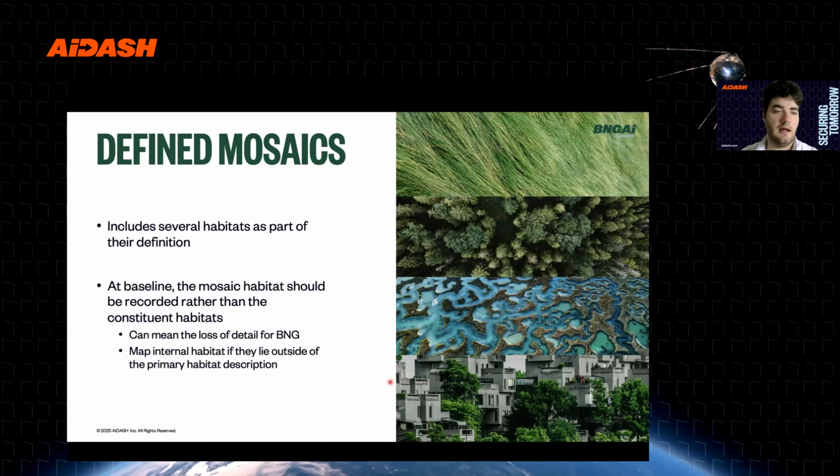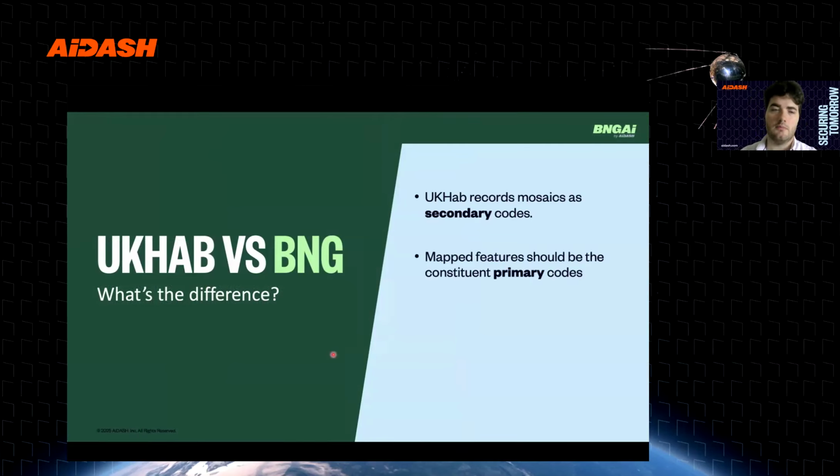So, how is this different from what happens in UKHab? In UKHab, these mosaics are secondary codes. The primary codes apply to the parts of that habitat. The individual constituent parts are mapped.